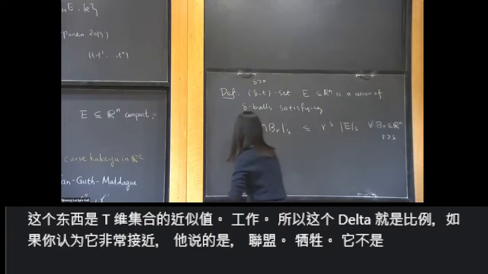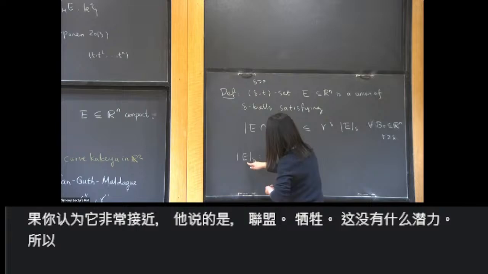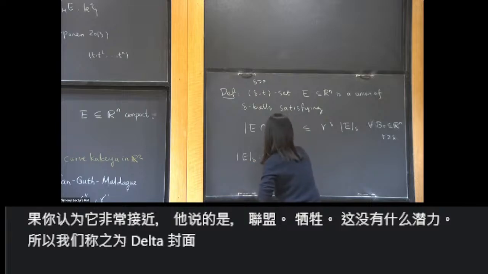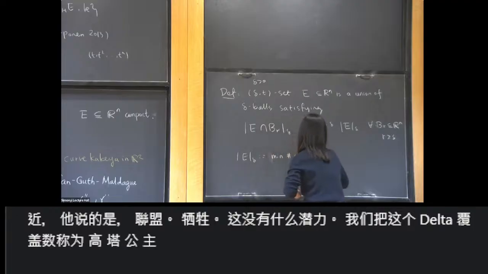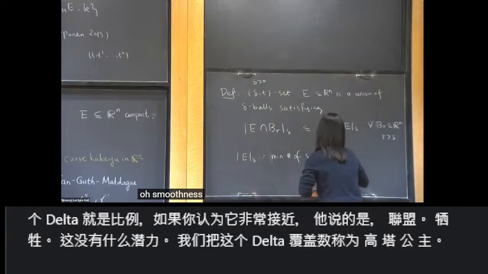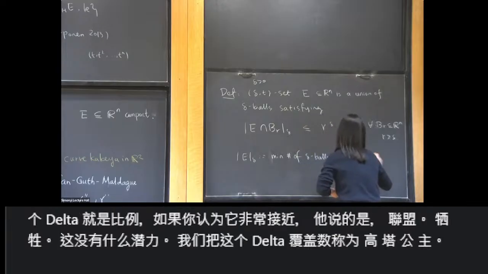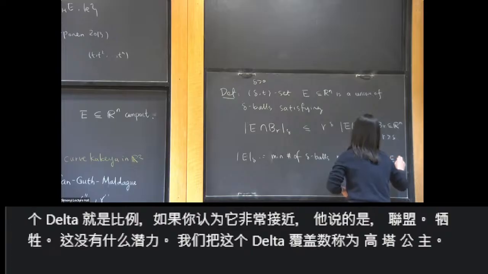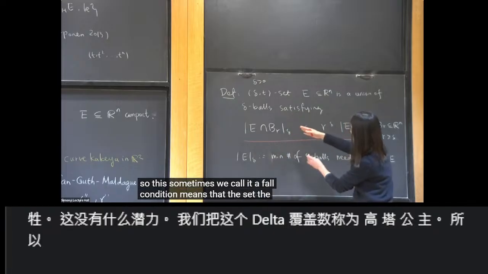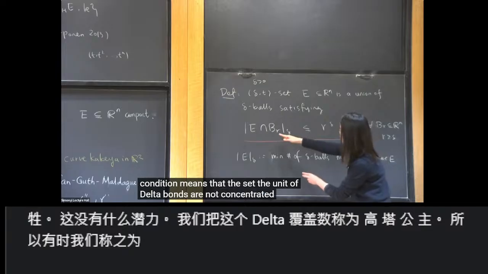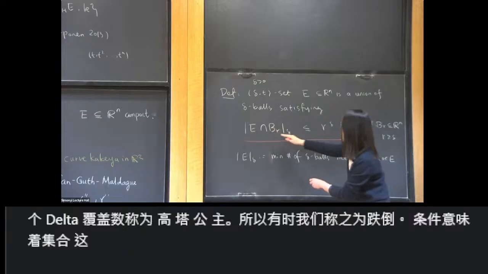This notation, the delta covering number, means the minimum number of delta balls needed to cover E. Sometimes we call it a ball condition, meaning that the union of delta balls is not concentrated in any ball.